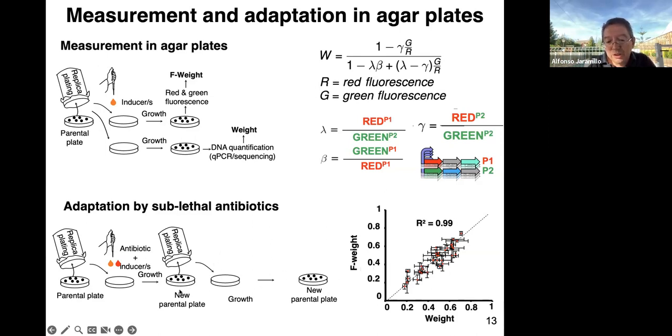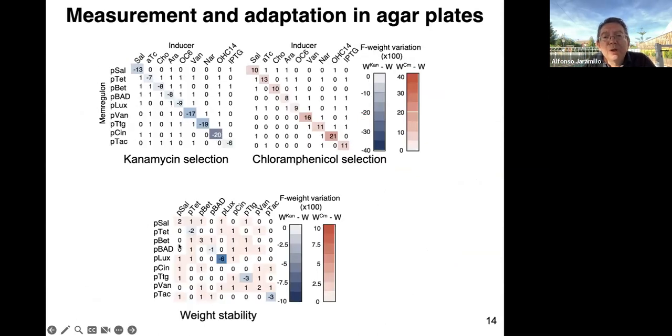This one we throw, but this one we keep, and this one we throw. Then we can measure the induction with the non-cognate inducer, and we see possible crosstalk. In fact, the crosstalk is less than 10%.